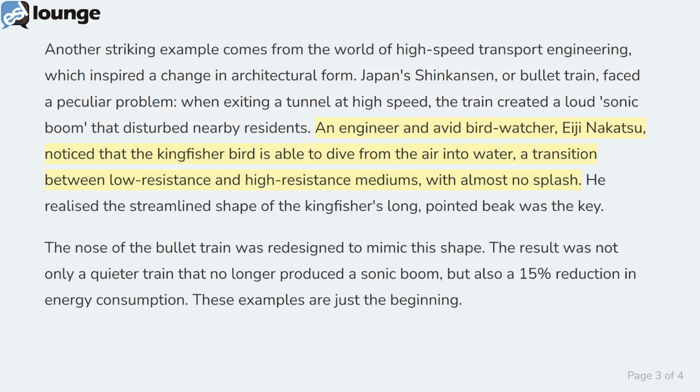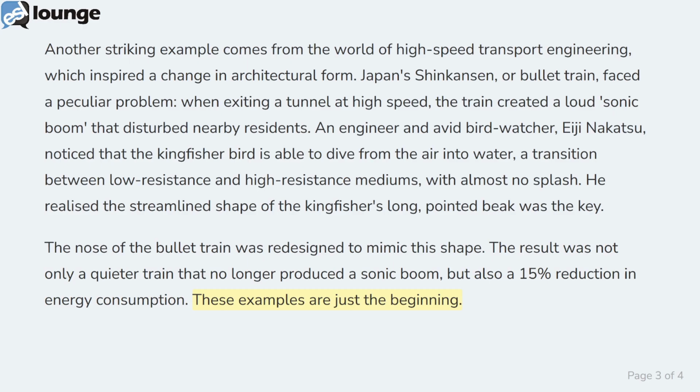Nakatsu, noticed that the kingfisher bird is able to dive from the air into water, a transition between low-resistance and high-resistance mediums, with almost no splash. He realized the streamlined shape of the kingfisher's long, pointed beak was the key. The nose of the bullet train was redesigned to mimic this shape. The result was not only a quieter train that no longer produced a sonic boom, but also a 15% reduction in energy consumption. These examples are just the beginning.